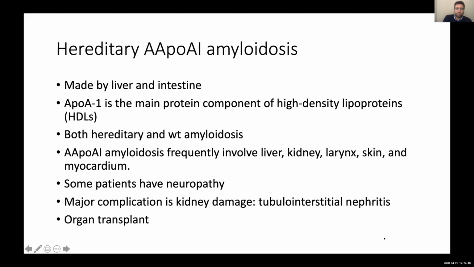And some of these patients may have neuropathy. The neuropathy is also mild in this condition. The major complication is, of course, the kidney problem. It causes tubulointerstitial nephritis, and this can lead to significant problems. But in this condition, some studies suggested that organ transplant, liver transplant, and kidney transplant may be helpful.